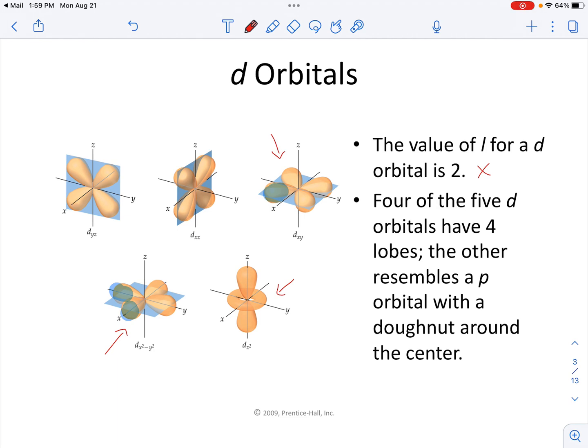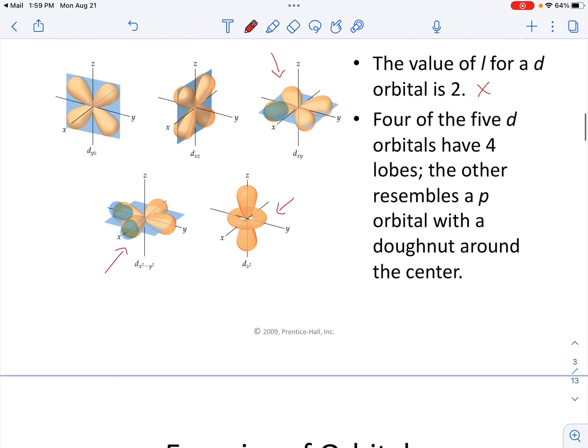So for completeness, we looked at s, p, and d orbitals. There are other orbitals, but we're really not worried about those. And in fact, mostly our concern is just going to be about s and p orbitals because of the atoms we're particularly interested in talking about.